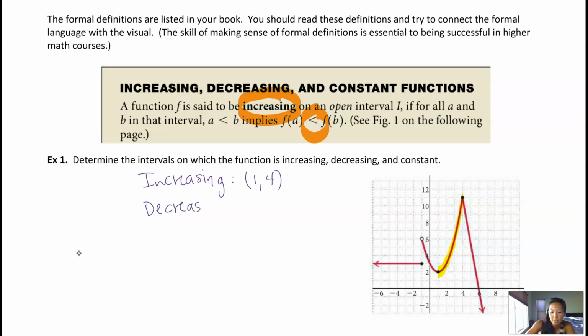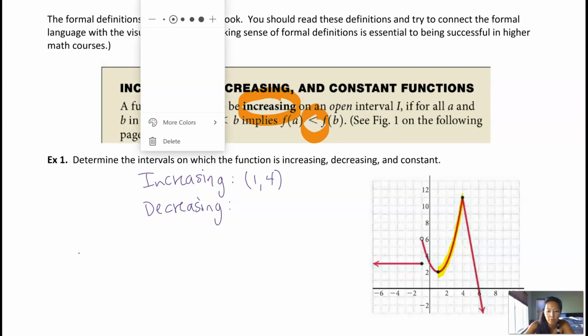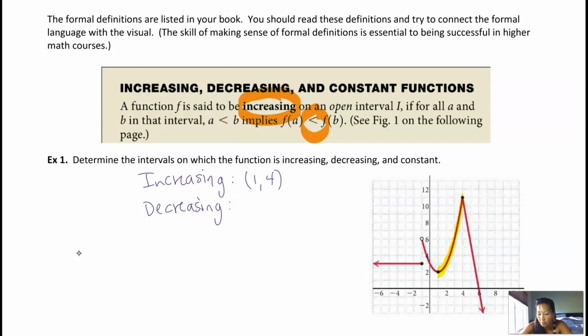Where is it decreasing? It's decreasing on the open interval, it's going down and to the right here and right here. So it looks like it's going down from the interval -1 to 1, and from 4, it's continuing on to the right, so it's going to go all the way down, all the way out to infinity.